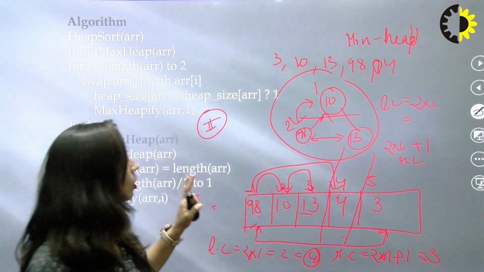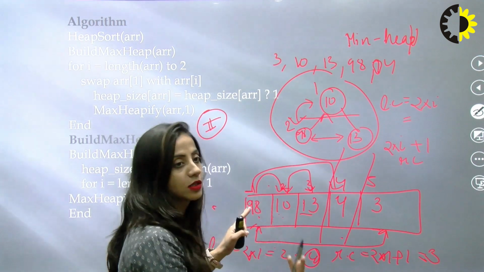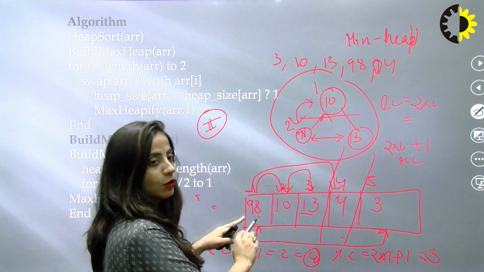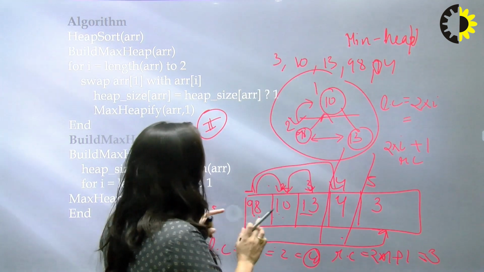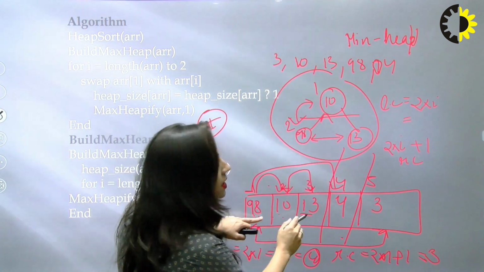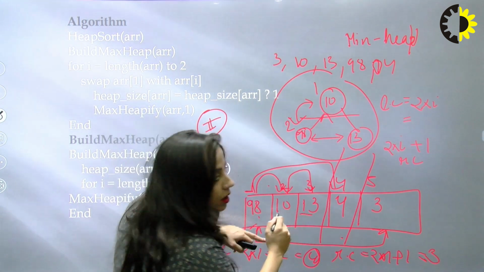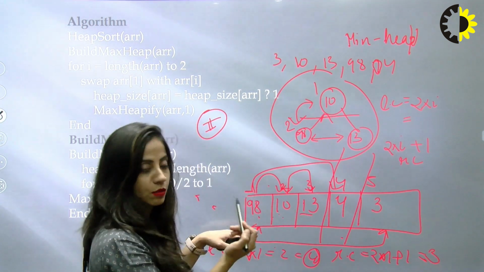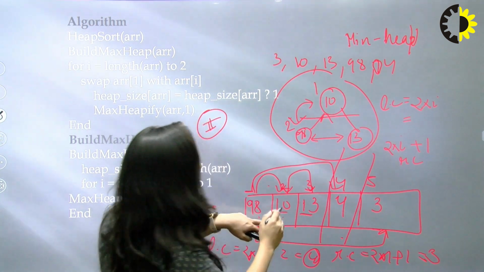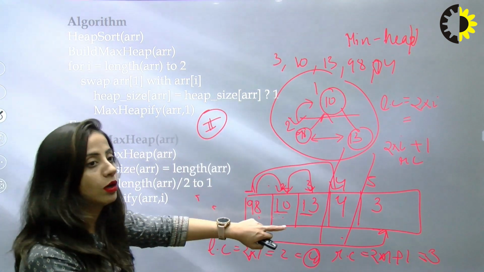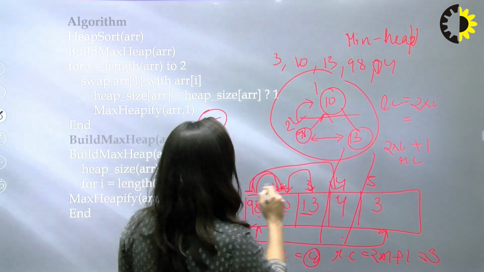Okay. Now what you will do? Check its left and right children. 98 is my parent node, its left child is 10. I already told you how it is 10, and its right child is 13. Now which is smaller out of 10 and 13? 10 is already smaller, obviously. Now 10 is smaller than 13. Now compare it with its parent node. Which is smaller, 10 or 98? 10 is smaller. What we will do? We will perform swapping of these two values. Okay.